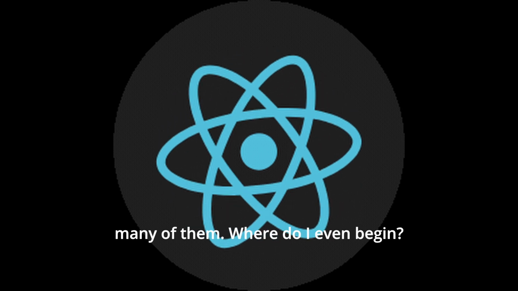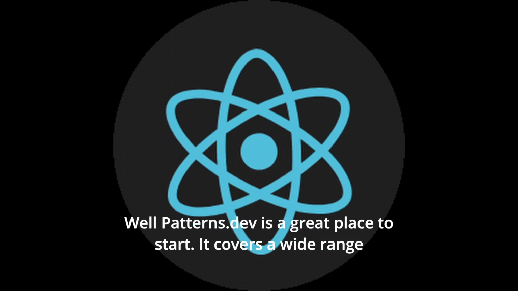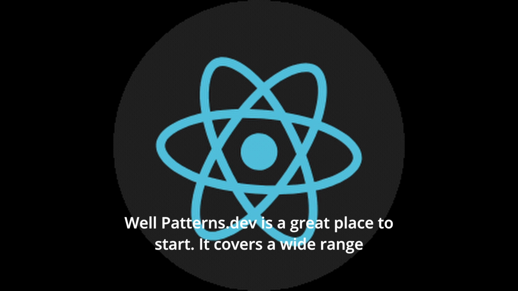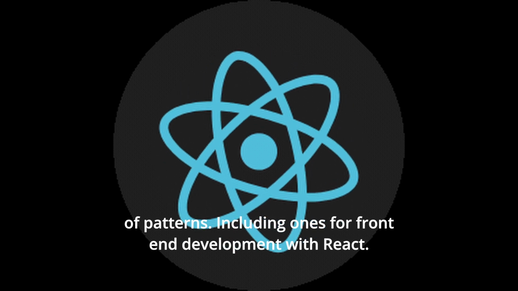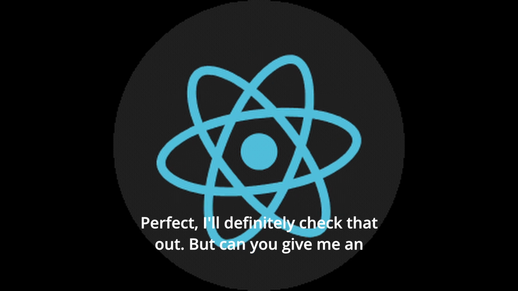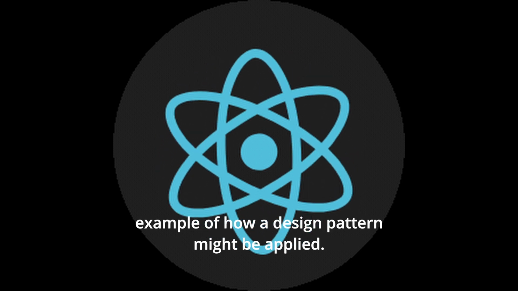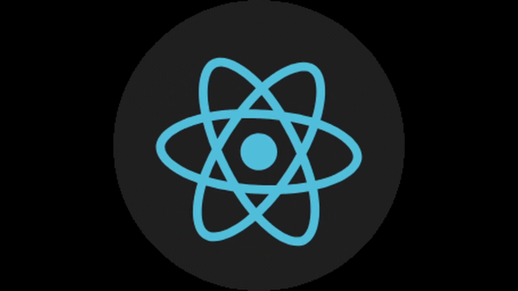I'm sold, but there are so many of them. Where do I even begin? Well, patterns.dev is a great place to start. It covers a wide range of patterns, including ones for front-end development with React. Perfect. I'll definitely check that out. But can you give me an example of how a design pattern might be applied in a real React app?